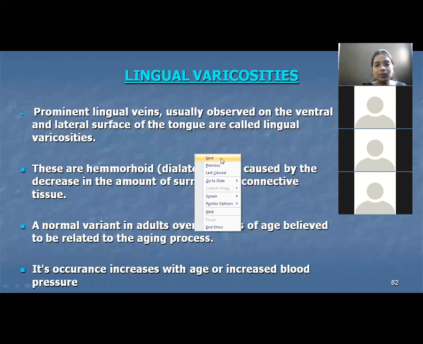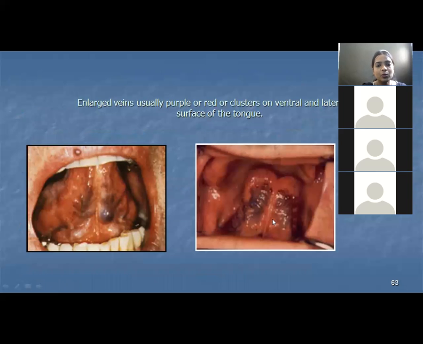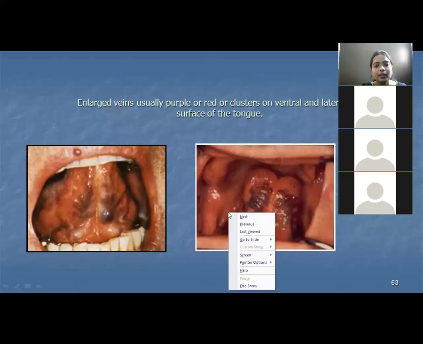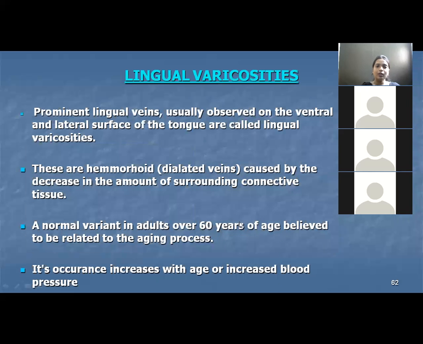This location is important. See, these are two clinical features of lingual varicosity. This is the ventral surface of the tongue, right? See the purplish color of this vein. This is the dilated tortuous vein. It is called lingual varicosities. It is a developmental disturbance of the tongue.